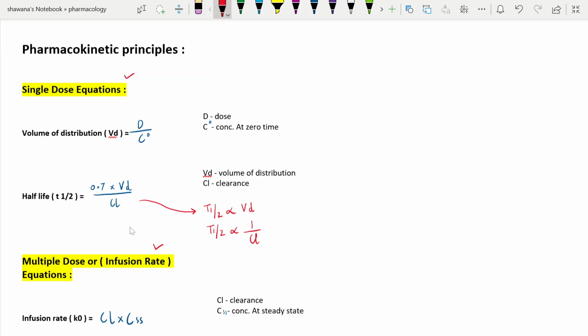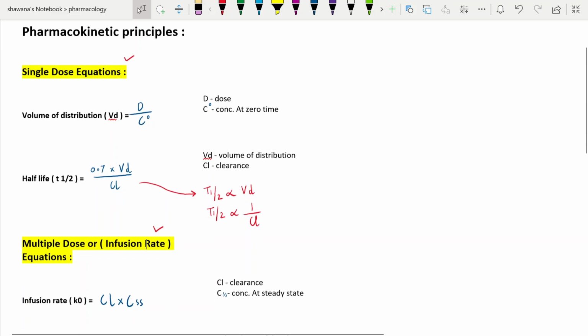So what is volume of distribution? Volume of distribution is the volume in which the drug is present in the tissues, the drug has been distributed, and it is not present in the circulation. So Vd is equal to dose divided by the concentration of the drug at time zero.